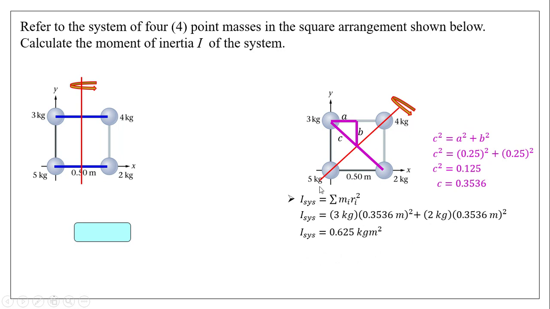But I do want to point out, as you can see, the 5 kilogram and the 4 kilogram do not contribute to the moment of inertia because the axis of rotation runs right through them. So the R value would be zero. So anytime you have the axis of rotation run through a point mass, that point mass contributes nothing to the moment of inertia of the system. Okay, so while there are all 4 point masses here, there are only 2 point masses that contribute to the moment of inertia, which is 3 and 2, because they are a distance away from the axis of rotation.